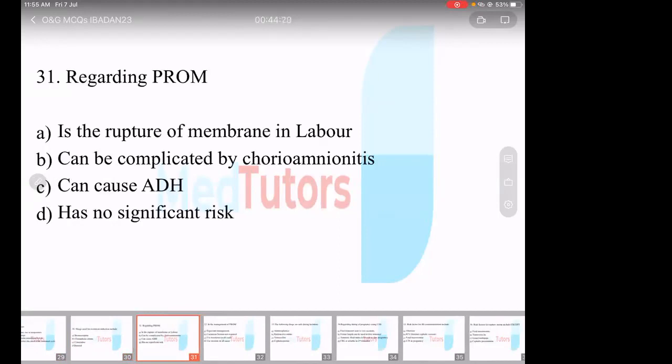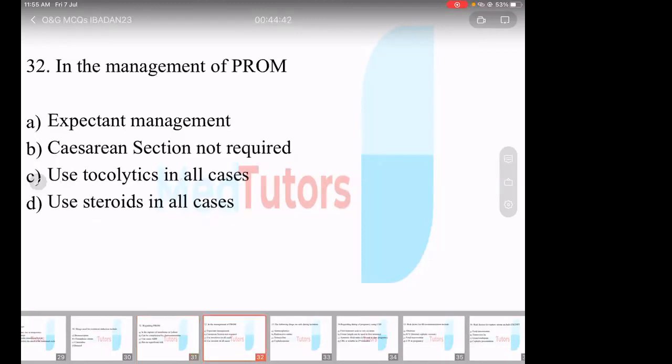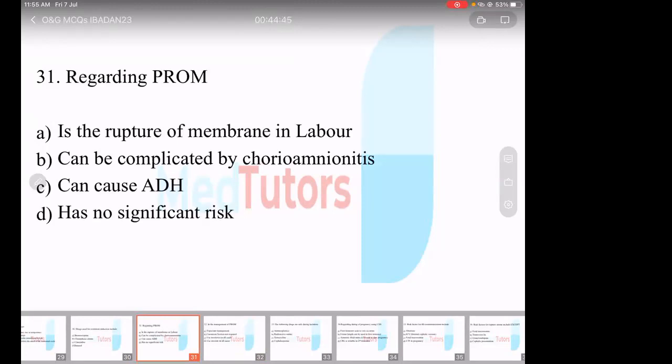Then regarding pre-labor rupture of membrane: it is the rupture of membrane in labor. This is not correct. This is prior to labor. It can be complicated by chorioamnionitis. Yes, it can cause ADH. Well, I don't know if this ADH is antidiuretic hormone. Then D says has no significant risk. Of course, it has a very significant risk because chorioamnionitis can be fatal. So the only correct option here is B, because it has very significant risk, and it is the rupture of membranes prior to labor, not in labor. It can be complicated by chorioamnionitis.